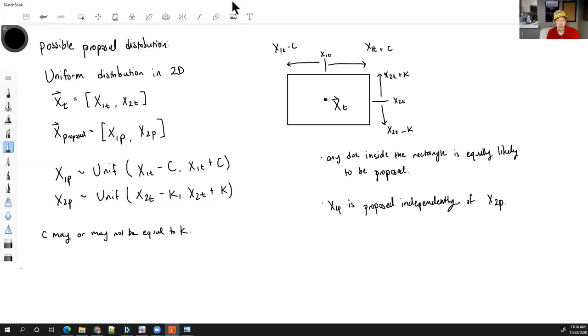Does that make sense as far as a uniform proposal? So now rather than a uniform interval, you have a uniform rectangle in 2D. And if it's in 3D, you would have a uniform rectangular prism, and in higher dimensions, you'd have a uniform hypercube, or whatever you call this thing.